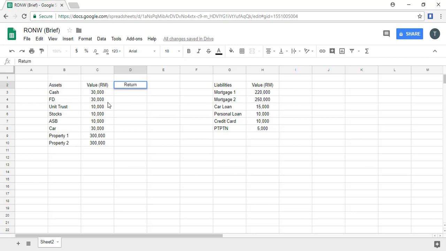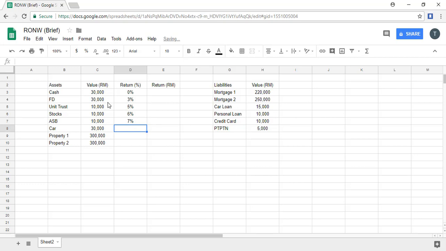Once you have done this, the next thing you need to do is to put in the return of your investment in terms of percentage as well as the amount. For example, if you have received no interest from your cash, then you just put 0 or 0%. FD, I suppose, is 3%. And then of course for unit trust, I'm not too sure. You may put in a fictitious amount, let's say 5%, 6%, 7%.